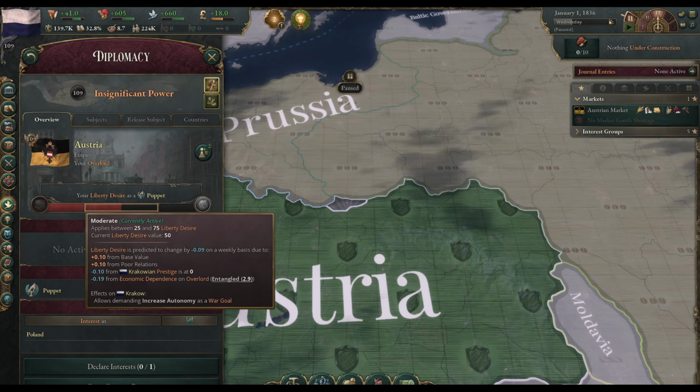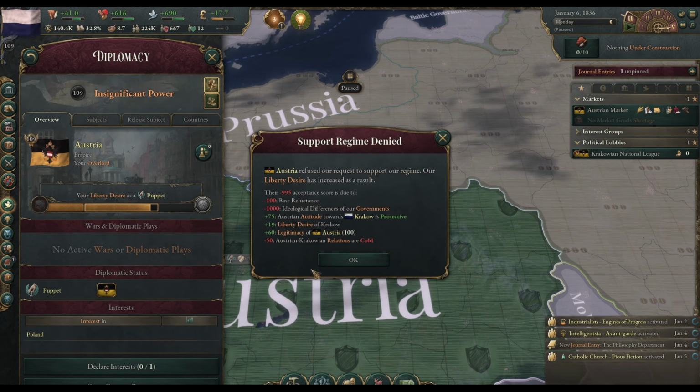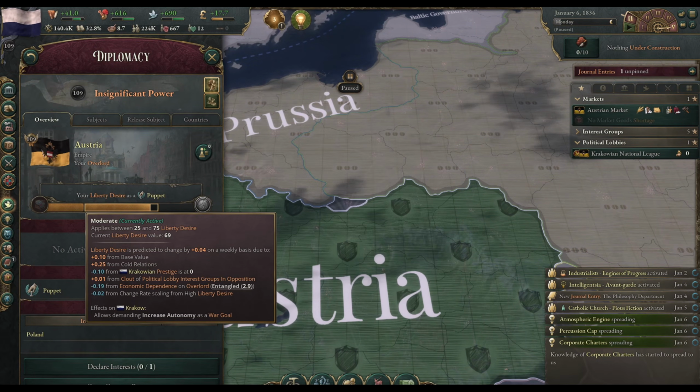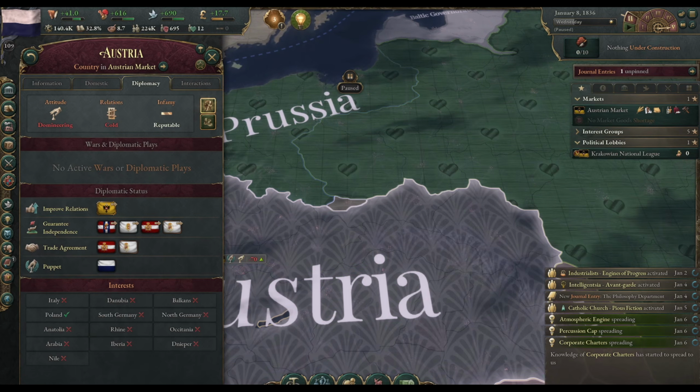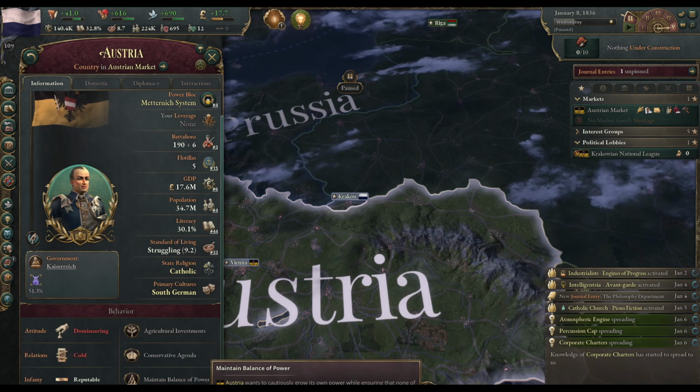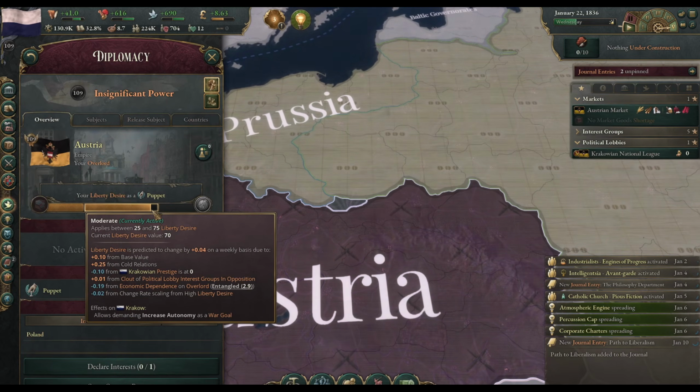Many subjects, like Krakow in this case, start with 50 liberty desire. When we ask for our own market and for government support in a way that Austria will deny, we are still missing some liberty desire to get further and need to wait 5 years. Or do we? If we have less than minus 25 ideological opinion with our overlord is domineering and uses the maintain balance of power strategy, then your overlord is very likely to appoint a governor.